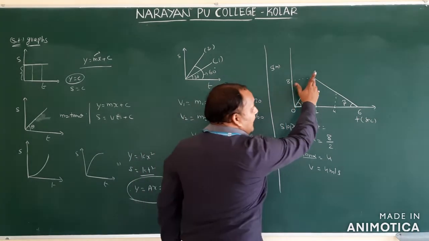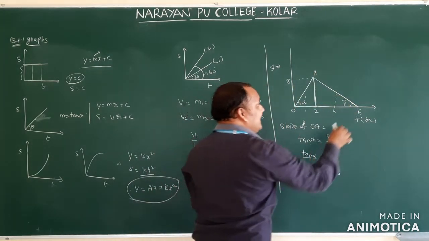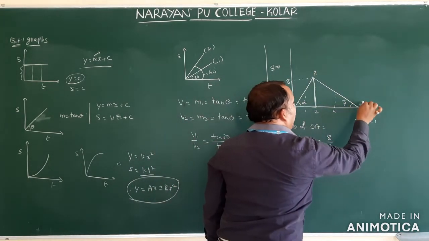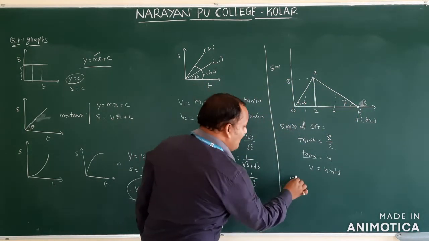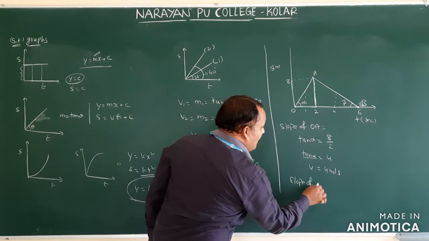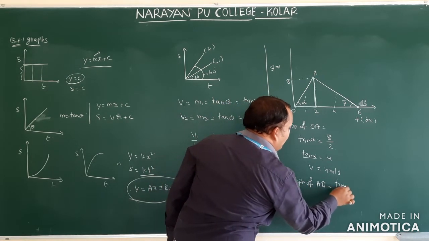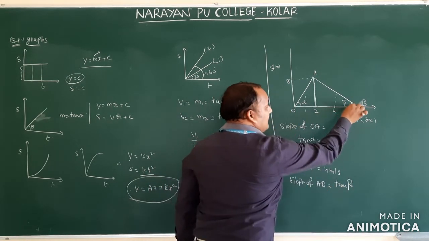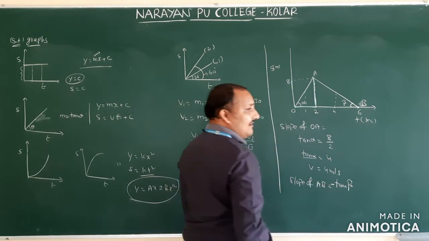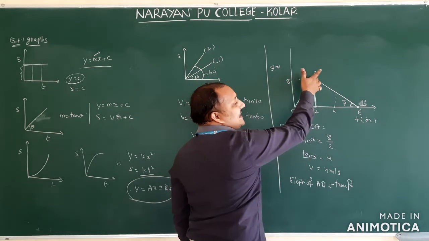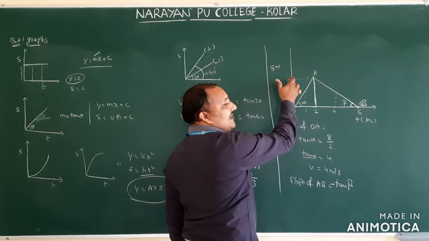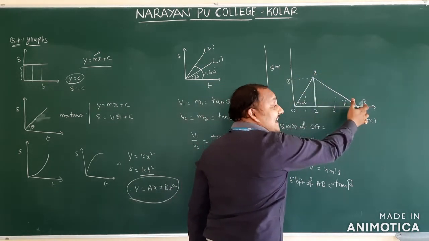Now the slope of A, this one you can take as C or B. This point. Slope of AB. What is the slope of AB now? The slope of AB is equal to tan beta. But this slope will give a negative value because it is going to become like this. Here displacement is increasing, initially at 0, finally at 8. Here displacement is decreasing.